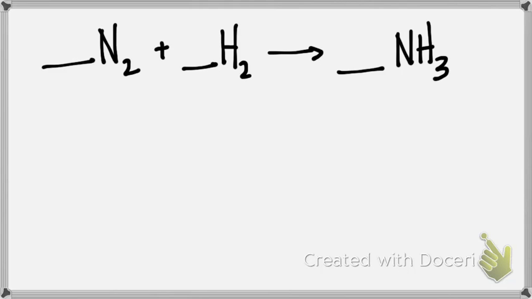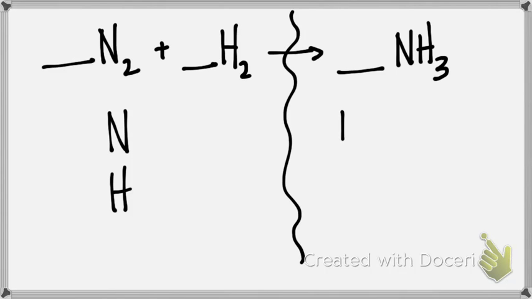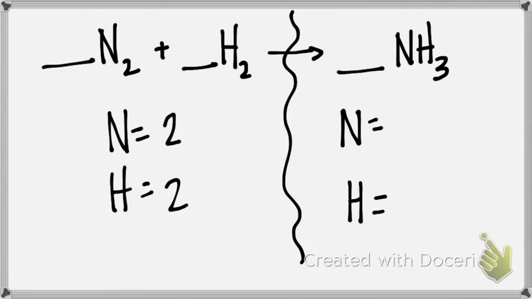This last example is the creation of ammonia. In this reaction, I have diatomic nitrogen added to diatomic hydrogen, and it yields nitrogen trihydride, or ammonia. So I have nitrogen and hydrogen, and again I'm just doing my atom inventory. On my reactant side, I have 2 nitrogen and 2 hydrogen. On my product side, I have 1 nitrogen and 3 hydrogen. So I'm going to try to balance my hydrogens first, because it seems like that might mess up the most stuff. On my left, I've got 2 hydrogen, and on my right, I've got 3.